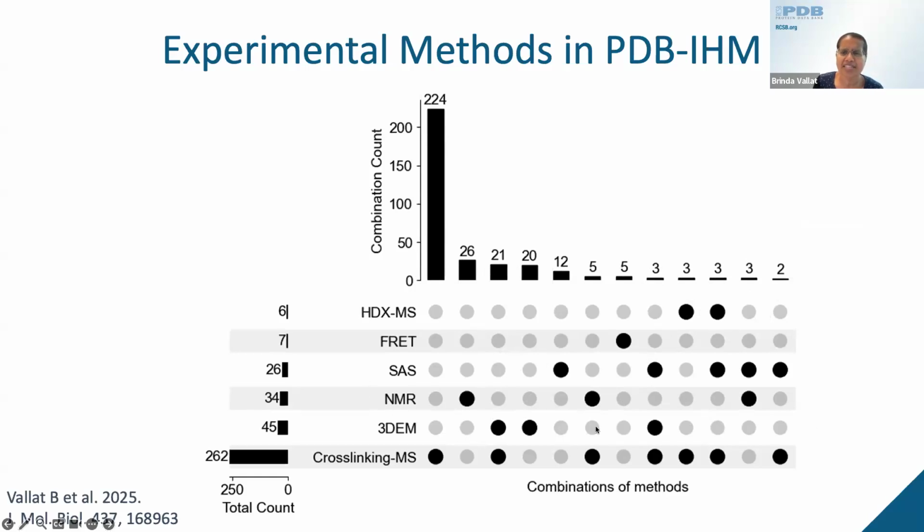As we can see here, cross-linking mass spectrometry is a predominant method used in integrative modeling, either alone or in combination with other methods, followed by 3D EM, NMR, SAS, FRET, and hydrogen deuterium exchange.